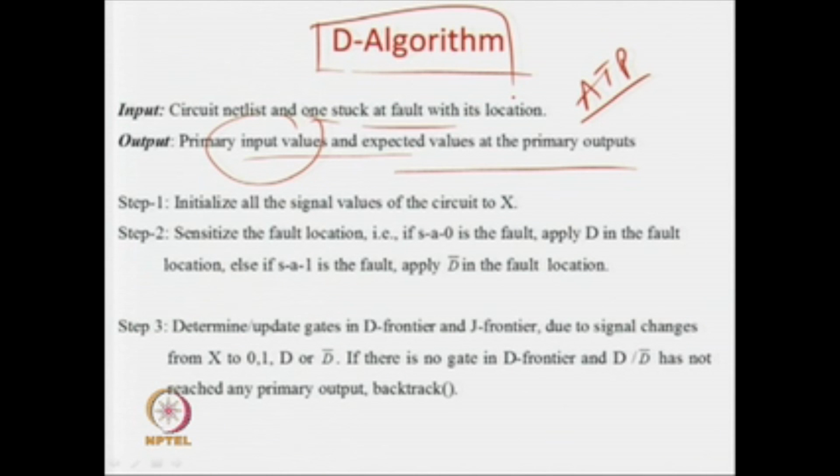Using that, we will try to formally articulate the D algorithm, and then in detail we will take an example and find out how the D algorithm basically works using implication, J frontier and D frontier propagation. So that is what we have for today. In the next lecture we will elaborate the D algorithm with examples.